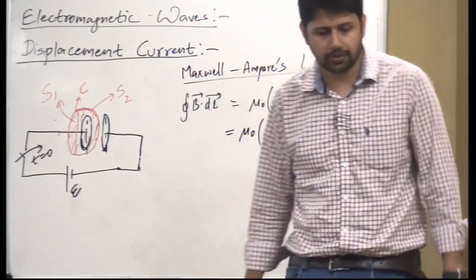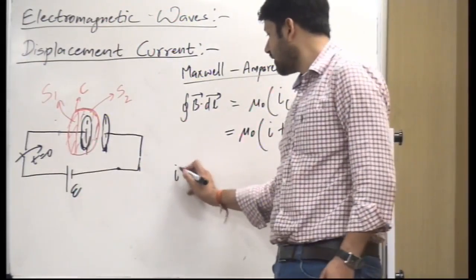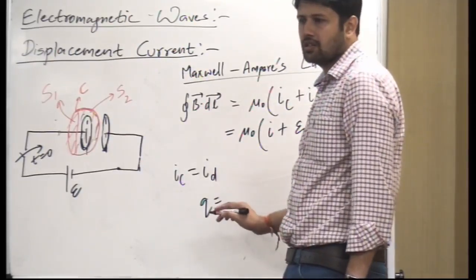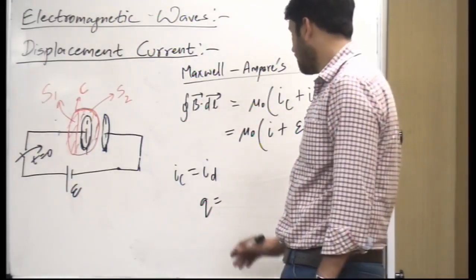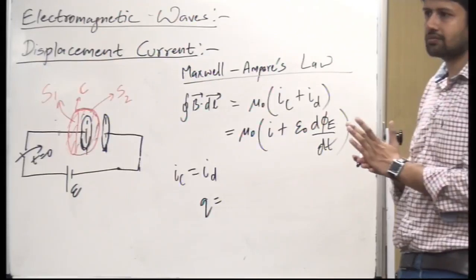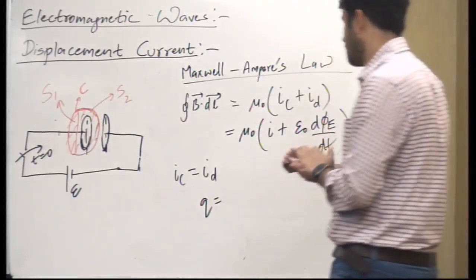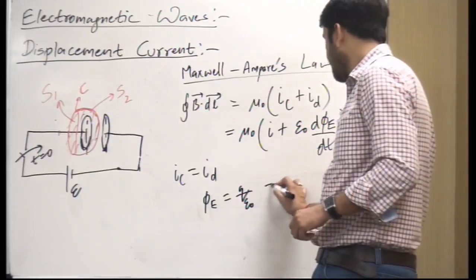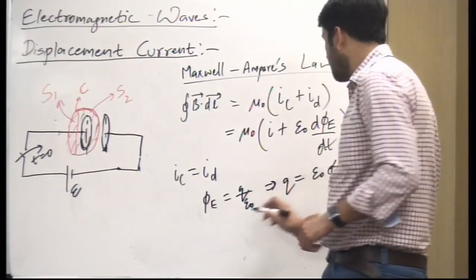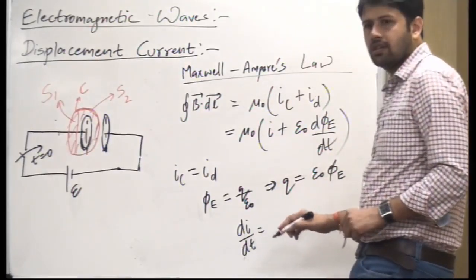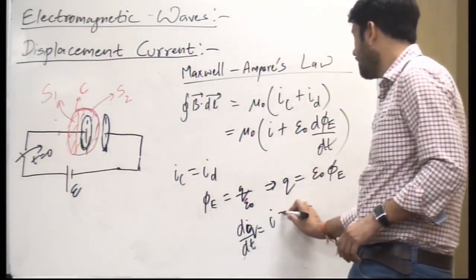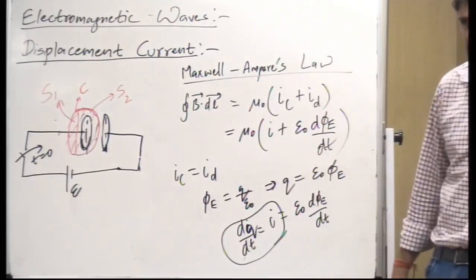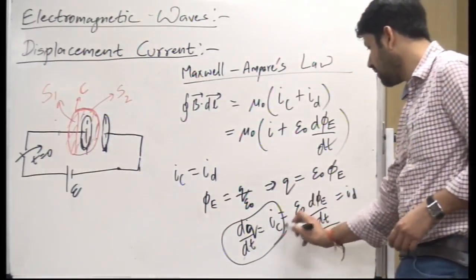In this case, in fact in every possible case, conduction current is always equal to displacement current. We can check this out. Electric flux would be Q by epsilon naught. I can write it as Q is epsilon naught into phi E. Take dq by dt, which is I, which would be epsilon naught d phi E by dt. Now this gives us the conduction current, the rate of flow of charge, while this gives us the displacement current. So they are equal, okay?